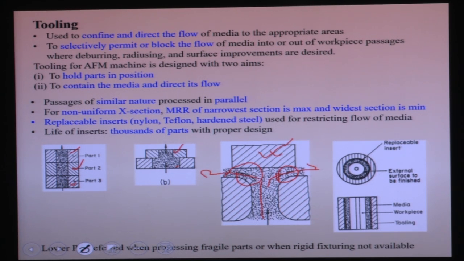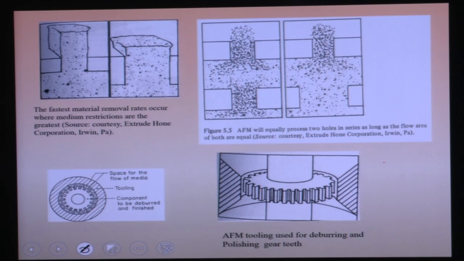So you can use replaceable inserts, like here. Replaceable inserts can be used to restrict the flow of the media. These inserts may be nylon, Teflon or hardened steel. The lives of these inserts can be increased to thousands of parts with proper design. Now we can see these restrictions: here is the small cross section, here is the bigger cross section. So we can expect a higher material removal rate here than there. Here maximum restriction is there, here lesser restriction is there.